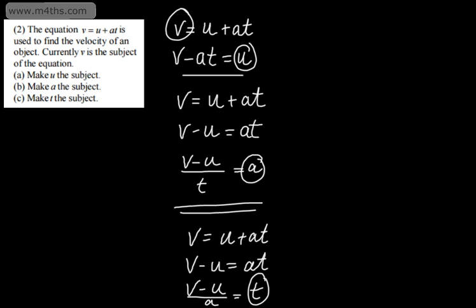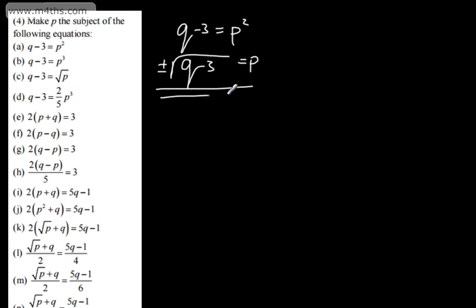Okay, let's look at some more. So we've done question 3, there we go. So in question 4, we need to make p the subject of the following equations. So what we've got on the first one is q minus 3 is equal to p squared. At the moment, p squared is the subject. So all we need to do is the inverse of squaring, which is square rooting. So we need to do that to both sides. So as we saw before, we're going to get plus or minus the square root of q minus 3 is equal to p. And that is nice and easy.